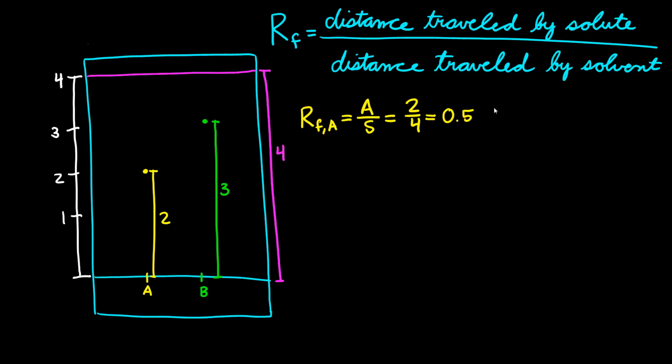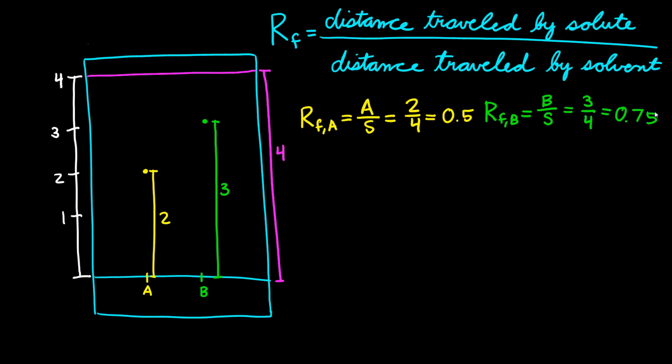You can do the same now for compound B, and you'll see the distance of B over the distance traveled by the solvent is equal to 3 over 4. Convert that to decimals. So what we've shown now is that compound B has a higher RF than compound A. But what does that really mean?